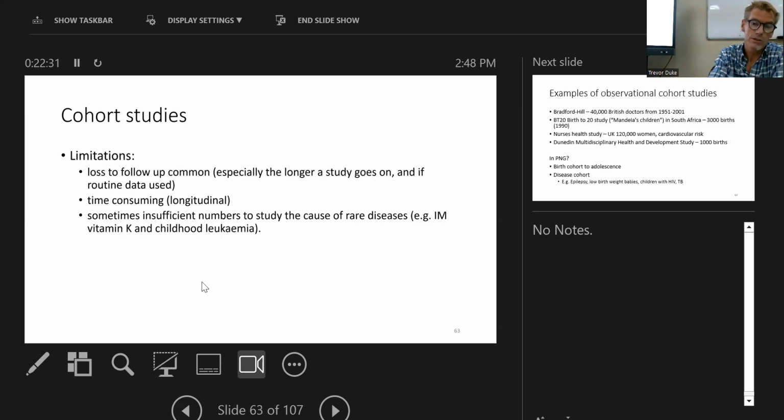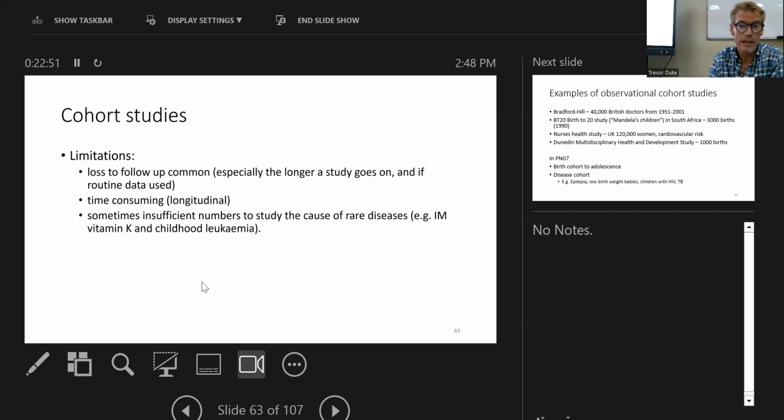They have some limitations in that they take a long time to do, and you often get lost to follow up. So you can imagine trying to follow a cohort of children here, there'd be a lot of loss to follow up. There's been a couple of good cohort studies done by some of the trainees over the years.